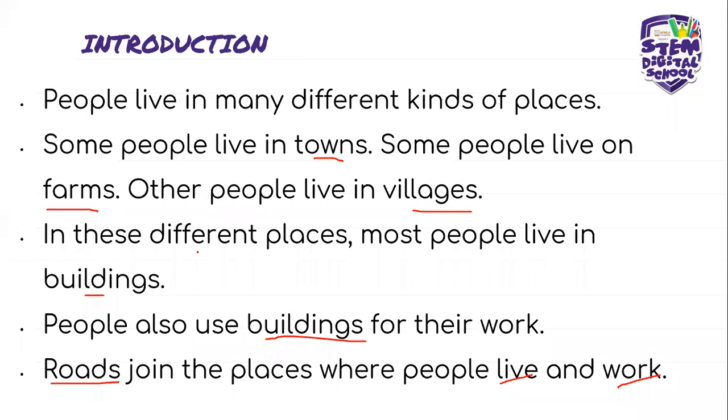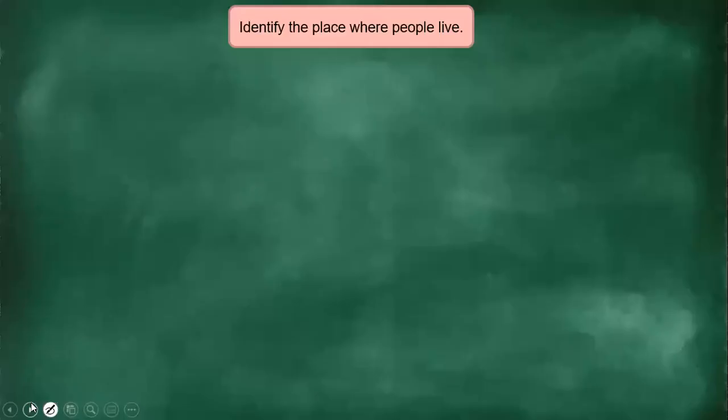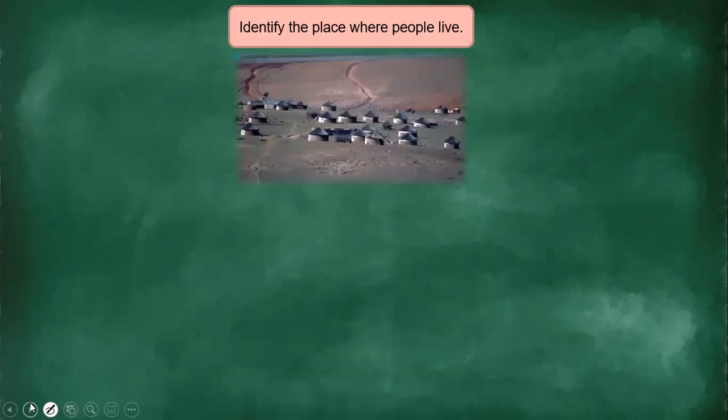And for us, in order to go to our different kinds of places, different kinds of work, we need what? Roads, okay? So roads join the places where people live and work. It works together like that, okay? You should remember that. Here with me, I'm going to give you places. I want you to identify the place where people live. Here we go.